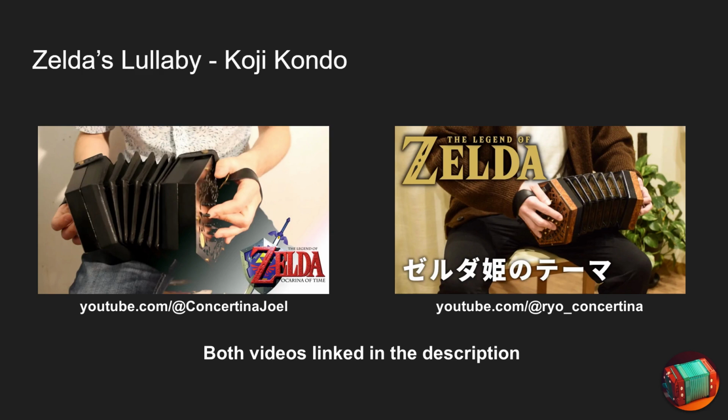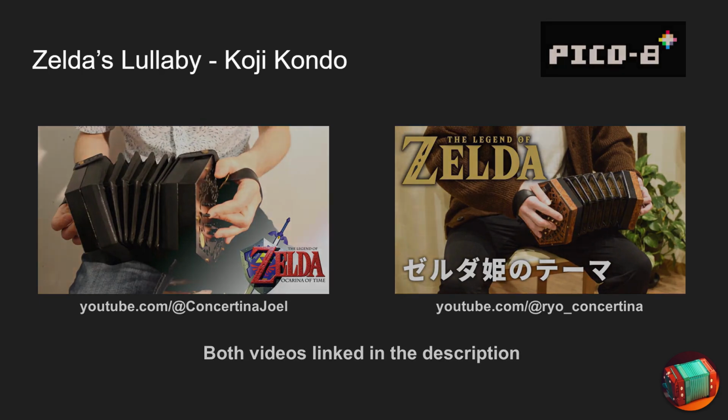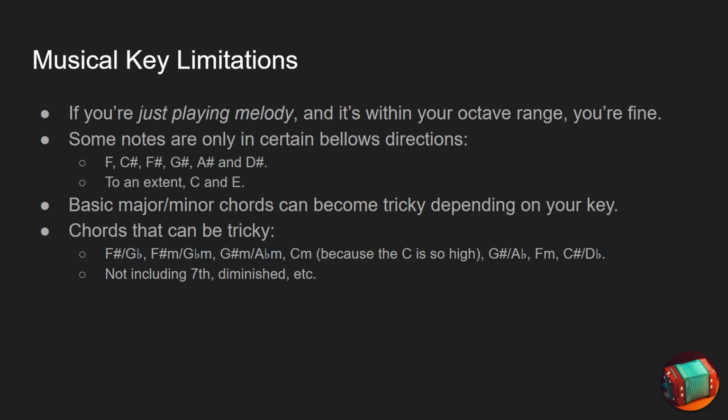Compromise is the key word here, and that's not a bad thing. As anyone who has ever programmed a Pico 8 game will tell you, being creative within the given constraints of the system is part of the fun. I briefly touched on Zelda's Lullaby being in the key of G, but why does that matter? Well, it's because of trying to add harmony.